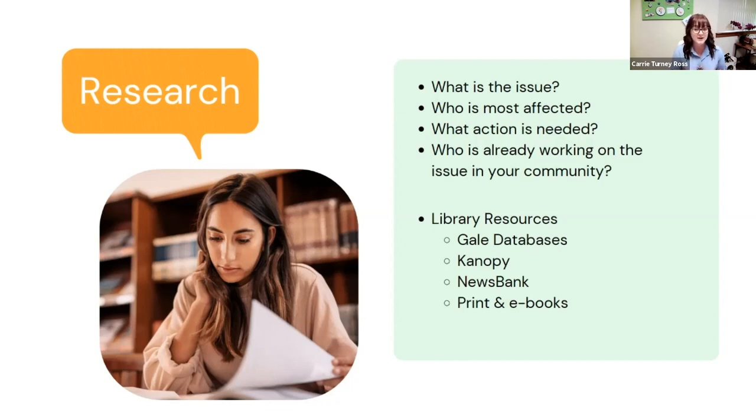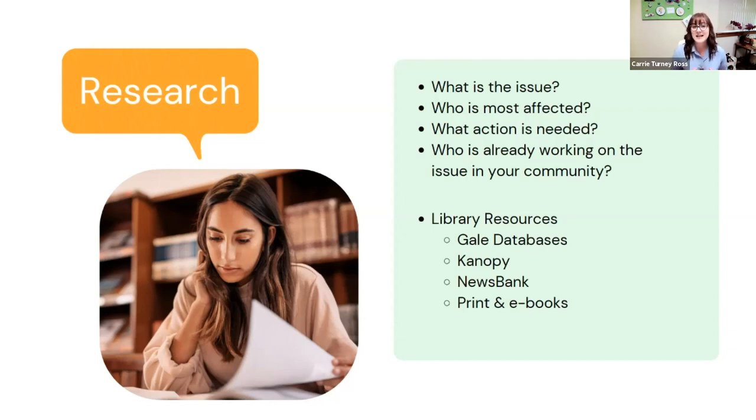what they're already doing. I wanted to highlight some library resources that can be helpful in doing this research. Our Gale databases cover a wide variety of topics. I really like, especially when we're talking about activism, opposing viewpoints. I actually leaned on that a lot while we're working on this presentation.